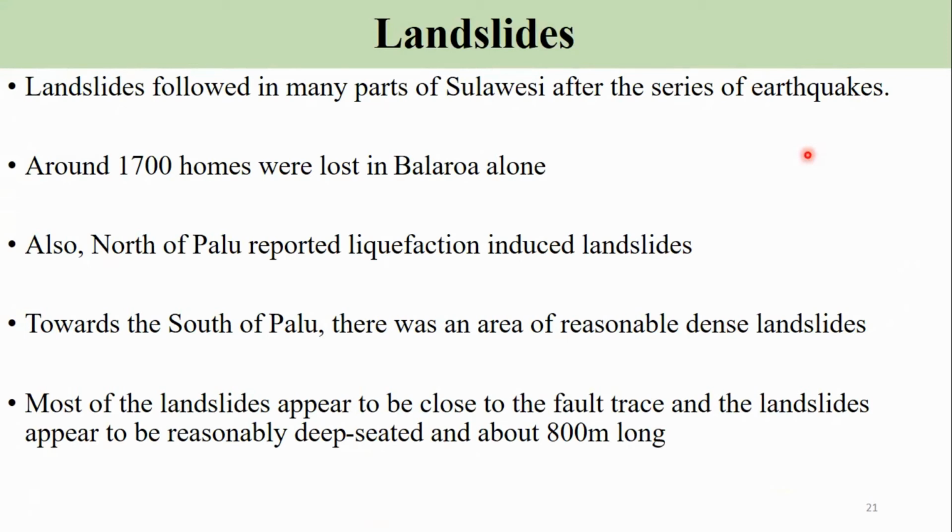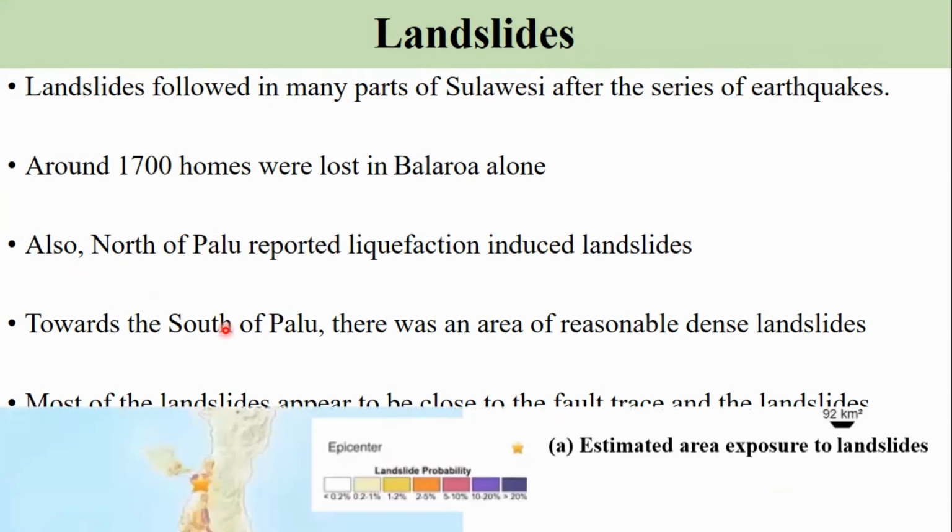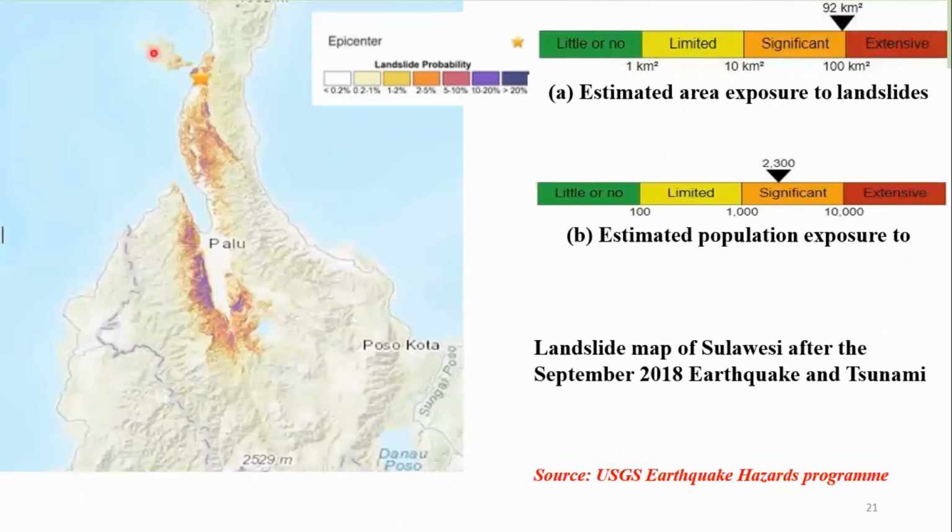of the earthquake. Important effects of the earthquake, I would say, rather. So around 1,700 homes were lost in Balrao. A lot of liquefaction as well as landslide damage were spotted in north of Palu and south of Palu as well. And this map shows landslide probability, color coded, and the areal exposure to the landslide and population exposure to the landslide.